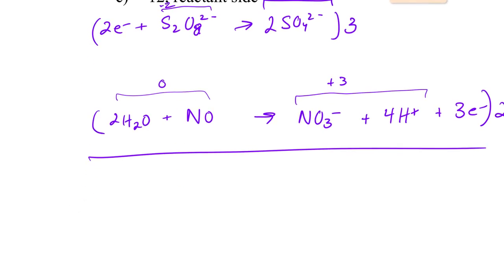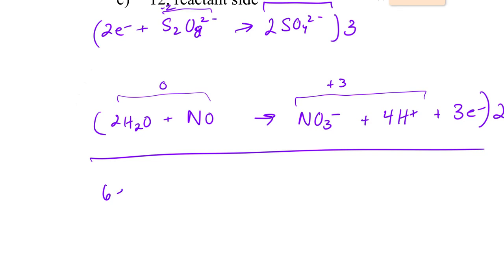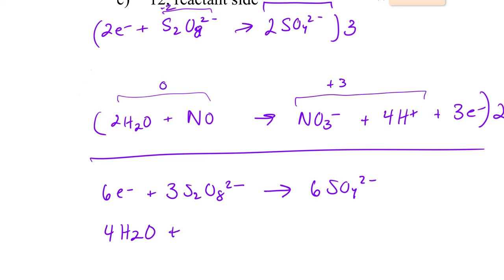I'm going to rewrite our half reactions. So we're going to have 6 electrons plus 3 S2O8 2 minus forms 6 SO4 2 minus. For the other half reaction, we have 4 H2O plus 2 NO forms 2 NO3 minus plus 8 H plus plus 6 electrons.